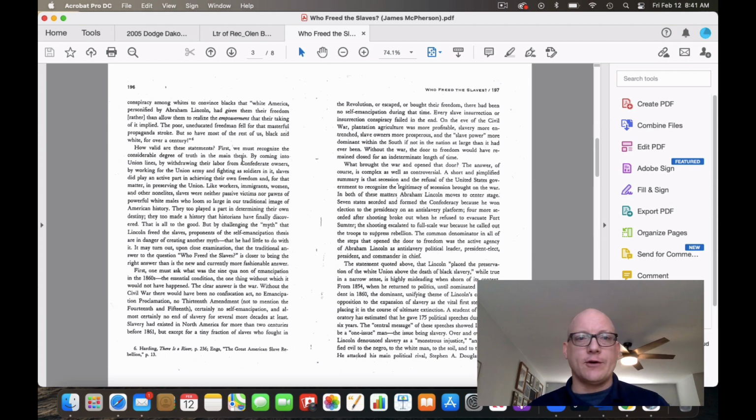Okay, so here's his answer. First, we must recognize the considerable degree of truth in the main thesis. By coming into Union lines, by withdrawing their labor from Confederate owners, by working for the Union Army and fighting as soldiers in it, slaves did play an active part in achieving their own freedom, and for that matter, in preserving the Union. Okay? So he talks about kind of the valid points behind this argument.